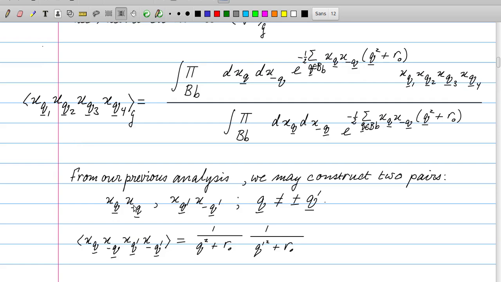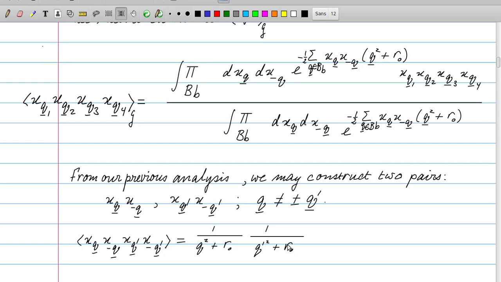So we have a pair x_q, x_{-q}, and another pair x_q', x_{-q'}. And we know for both, because this exponent factorizes, that we know the expectation value, and they are independent for both pairs, because we just have this factorized probability factor there. So the first pair gives us 1 over q squared plus r0, and the second pair gives us 1 over q' squared plus r0.